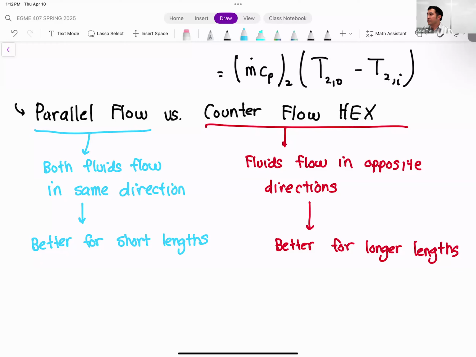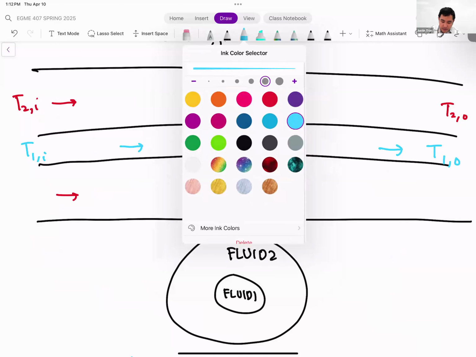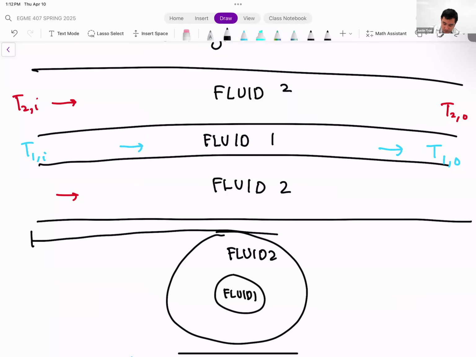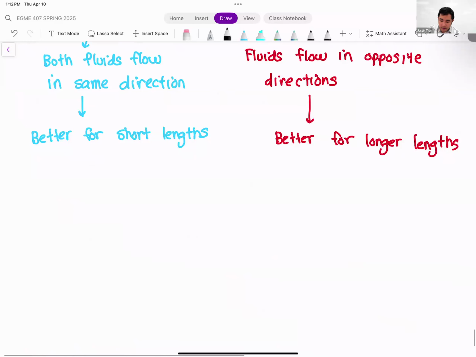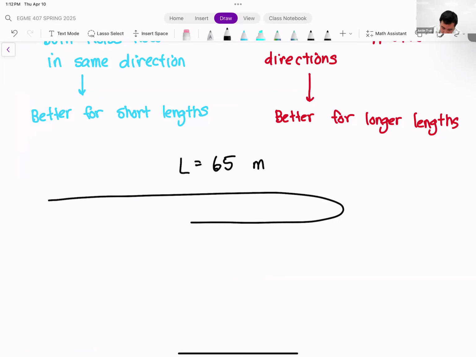When you say long lengths, what does that actually look like? So length is this dimension here. Right. And it doesn't have to be a completely straight heat exchanger. So actually, we're going to do an example today where you're going to see that the length of the heat exchanger is going to be like 65 meters, which you can imagine it's impossible to have a 65-meter long thing. So the way that a lot of engineering designs achieve this is by coiling the pipe around. And so it's going to look something like this, right?